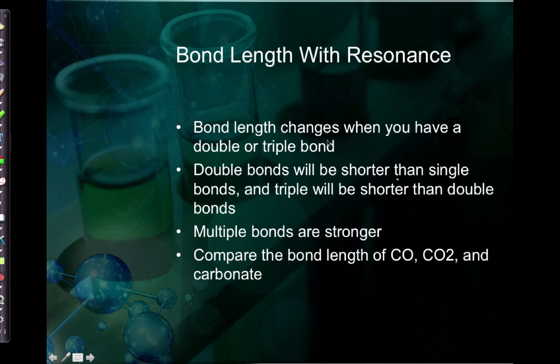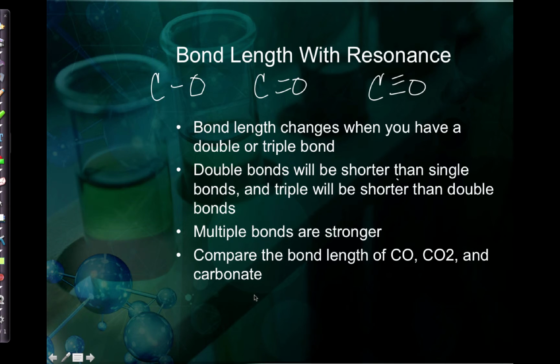Now, bond length can change when you have a double and a triple bond. Normally when you have a CO bond, it's a certain length. If you have a double bond between the same two atoms, the length will actually change, and the same thing if I have a triple bond. A single bond is longer than a double bond, and a double bond is longer than a triple bond. So the more bonds I put, the shorter it gets, and also because of that, you have a stronger bond. So this is weaker than the double bond, which is weaker than the triple bond.